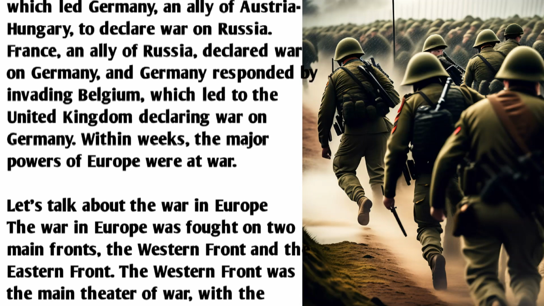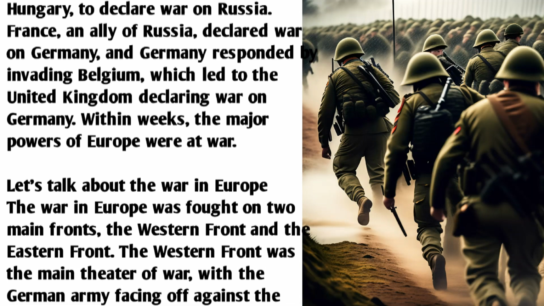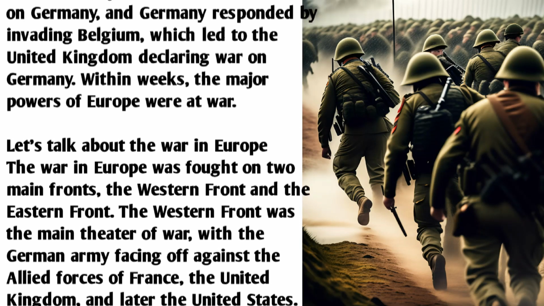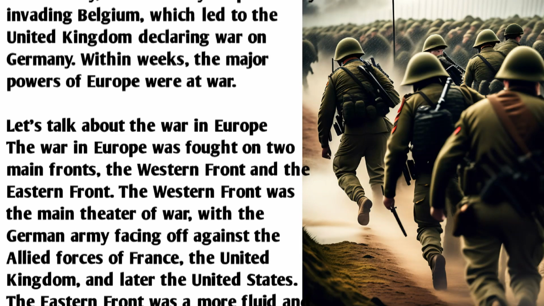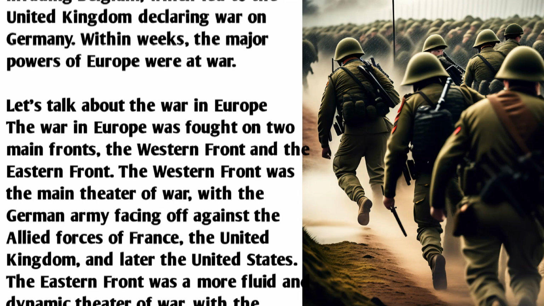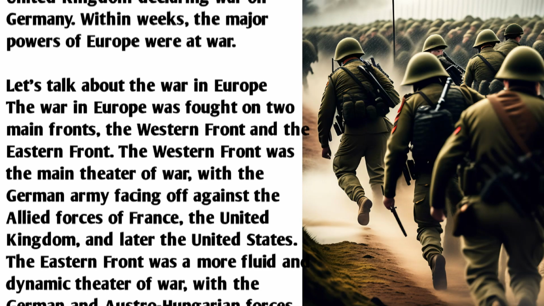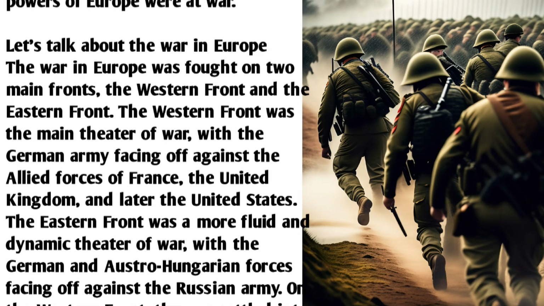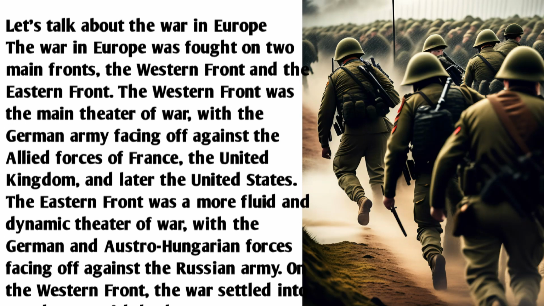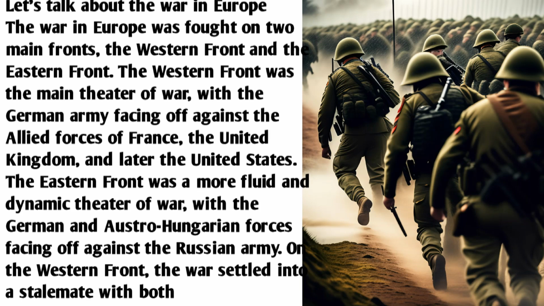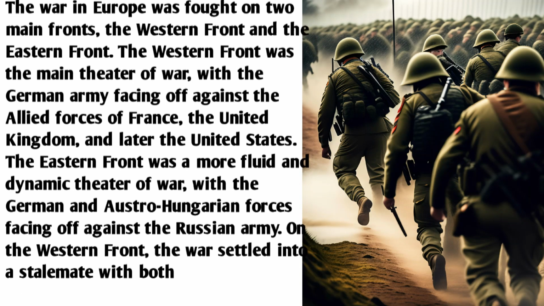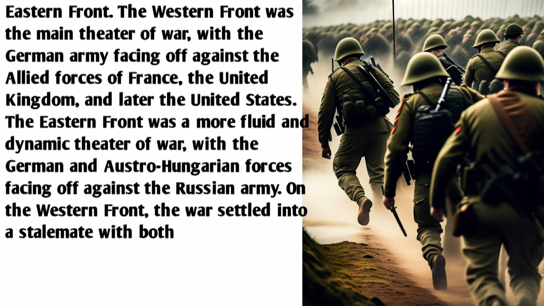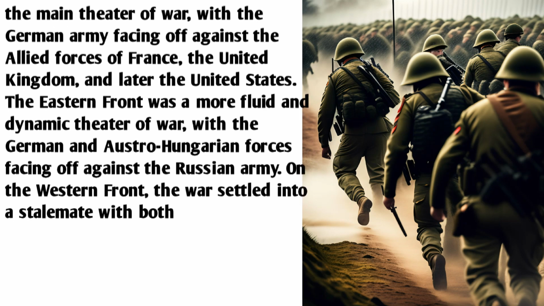Let's talk about the war in Europe. The war in Europe was fought on two main fronts, the Western Front and the Eastern Front. The Western Front was the main theater of war, with the German army facing off against the allied forces of France, the United Kingdom, and later the United States. The Eastern Front was a more fluid and dynamic theater of war, with the German and Austro-Hungarian forces facing off against the Russian army.